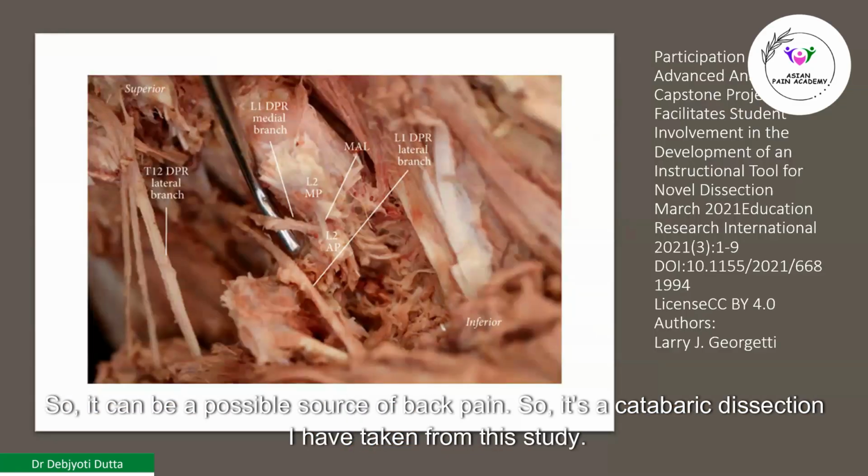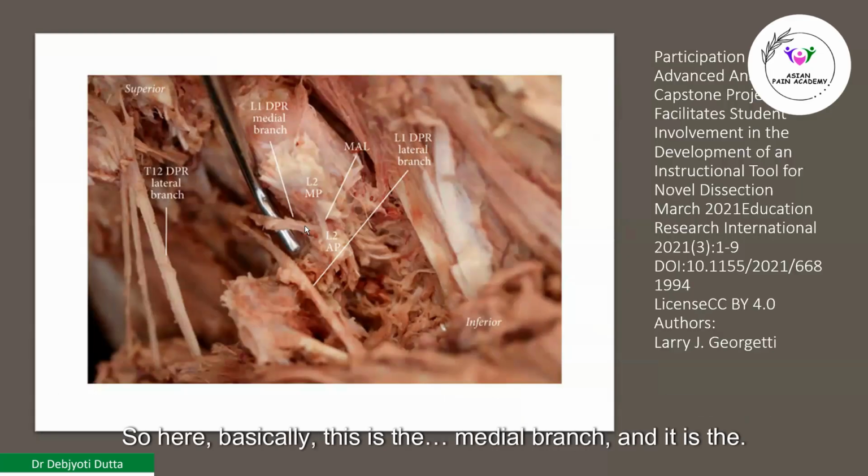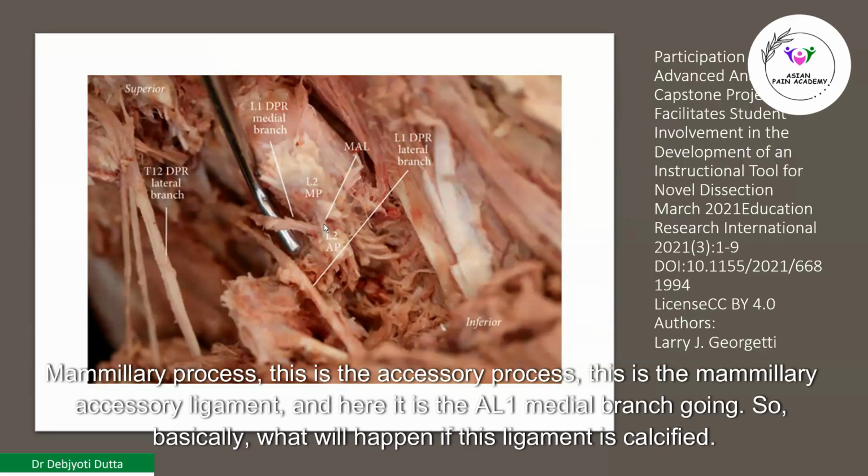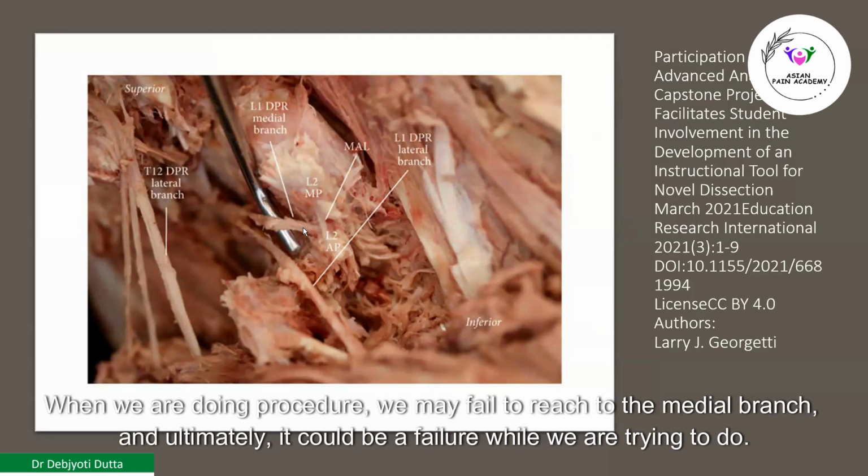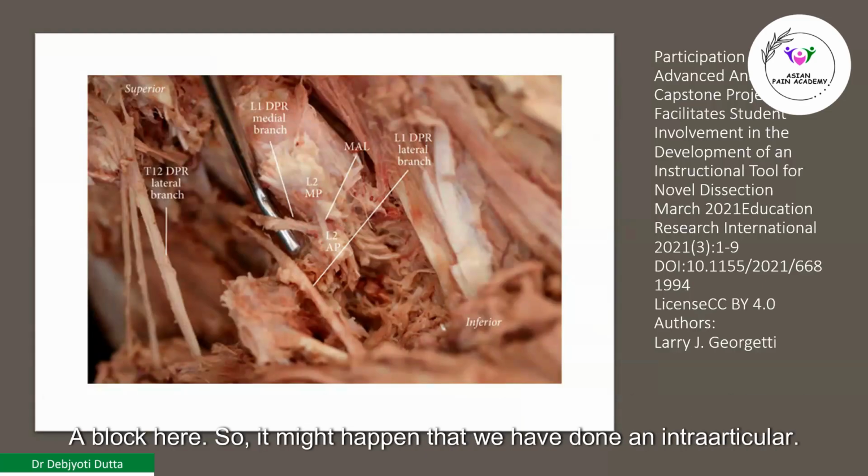This is a cadaveric dissection I have taken from this study. Here, basically, this is the medial branch and this is the mammillary process. This is the accessory process. This is the mammillo-accessory ligament, and here is the L1 medial branch going. So basically, what will happen if this ligament is calcified? When we are doing the procedure, we may fail to reach the medial branch, and ultimately it could be a failure while we are trying to do a block here.